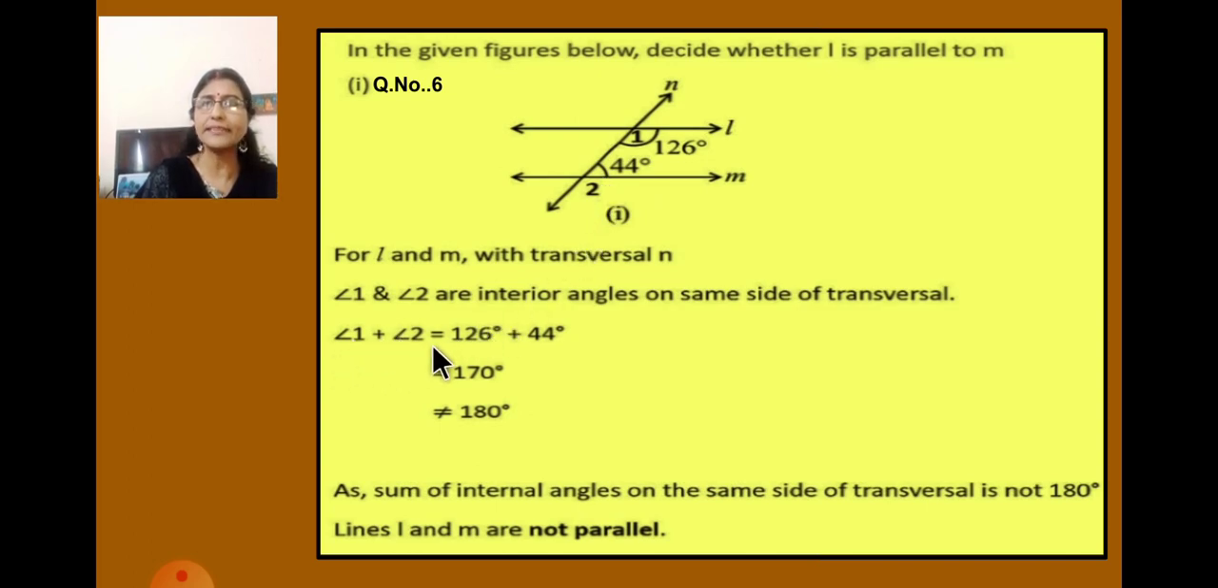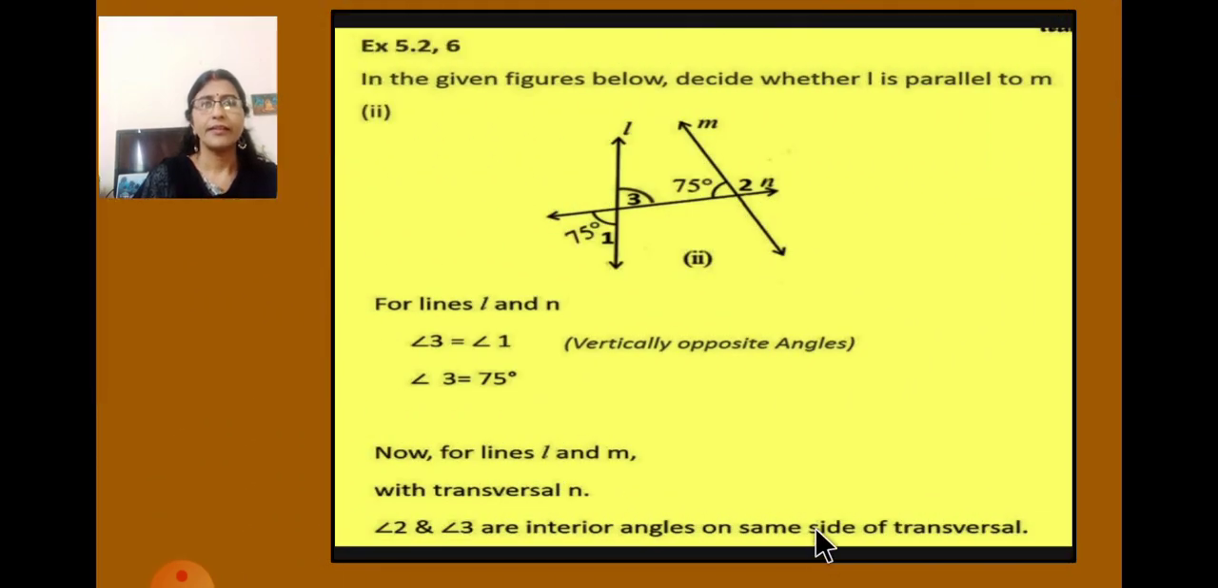So angle 1 plus angle 2 is equal to 126 plus 44 degree. And 126 plus 44 is equal to 170 degree. It is not equal to 180 degree. So as the sum of interior angles on the same side of transversal is not 180 degree, therefore lines L and M are not parallel. If they would have been equal, then we would have written here line L and M are parallel. As we got 170 which is not equal to 180 degree, lines L and M are not parallel.